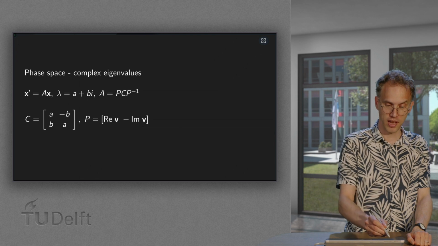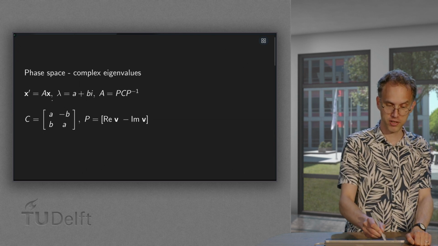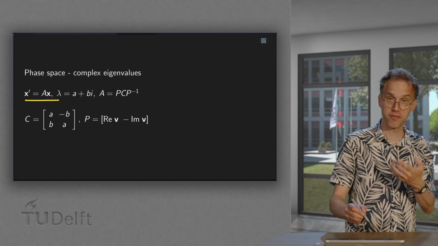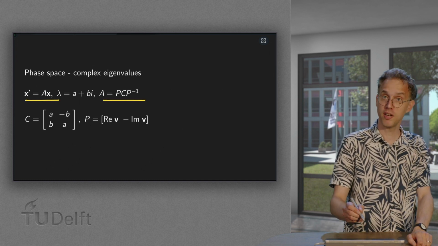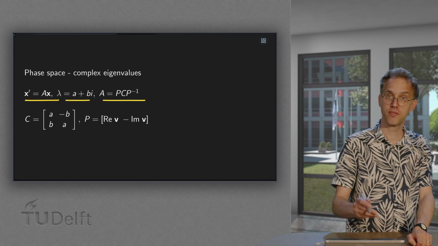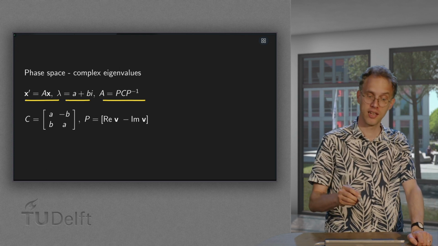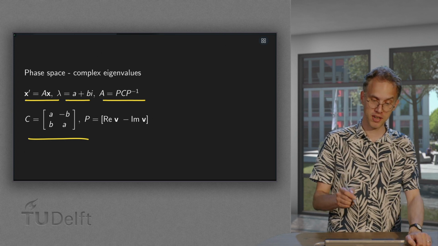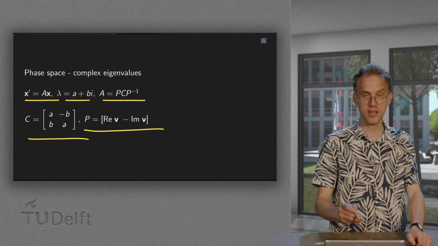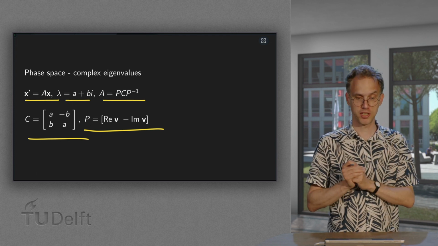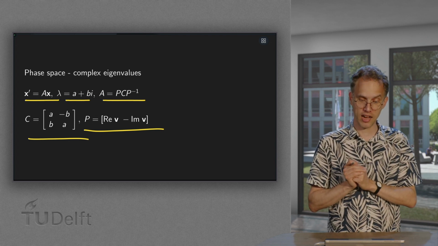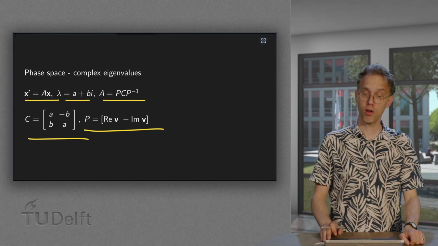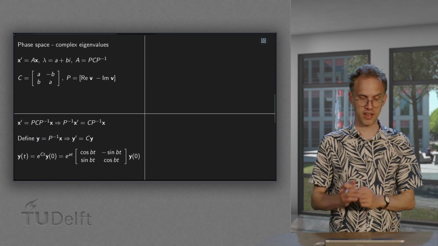Usual setup: x prime equals A times x. We have found already A equals P C P inverse, because we have a complex eigenvalue a plus bi. So we know that C is a scaling rotation matrix with a, minus b. And we know how to find P. It contains the real and minus the imaginary part of our eigenvector v, which corresponds to lambda. So we have already done all of that. Now how do we then find the phase space?